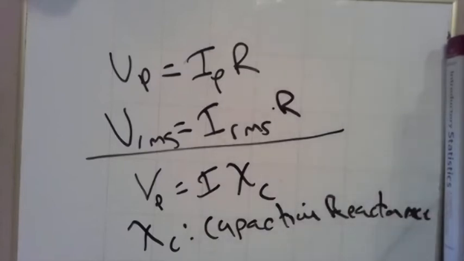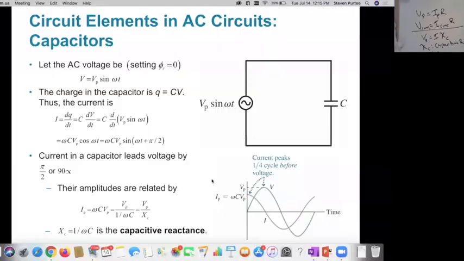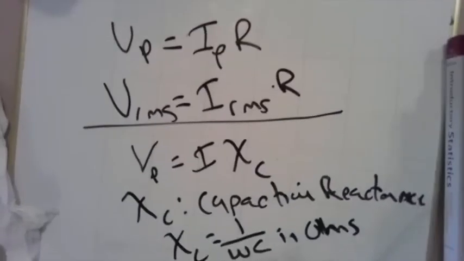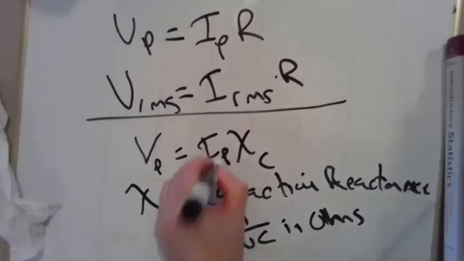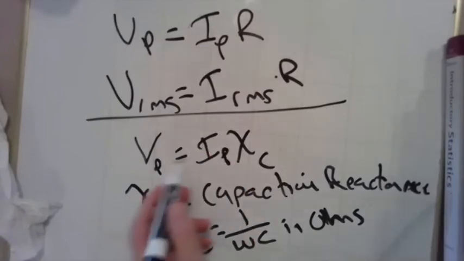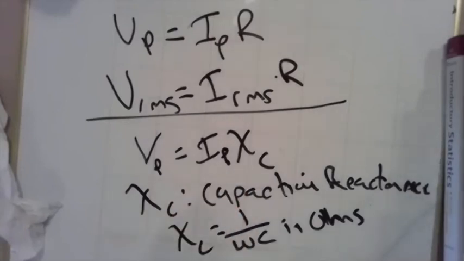In this scenario, when we just have this voltage source and a capacitor, the capacitor kind of acts like a resistor using this quantity where chi C equals, and I don't have this memorized either, you don't have to memorize this formula, 1 over omega C. So this is in ohms. So this really just looks like Ohm's law. This is our peak current. Same thing for RMS. I could replace my VP and IP with the RMS values.